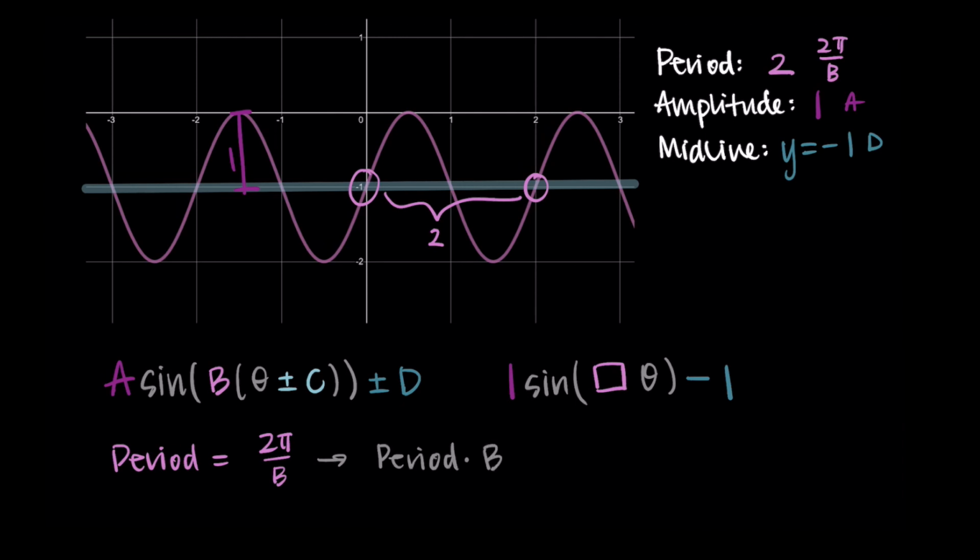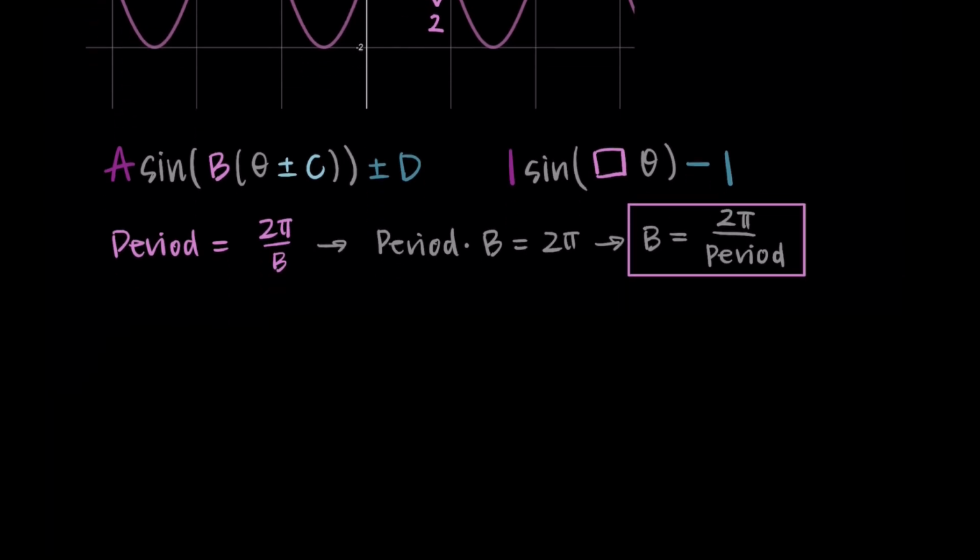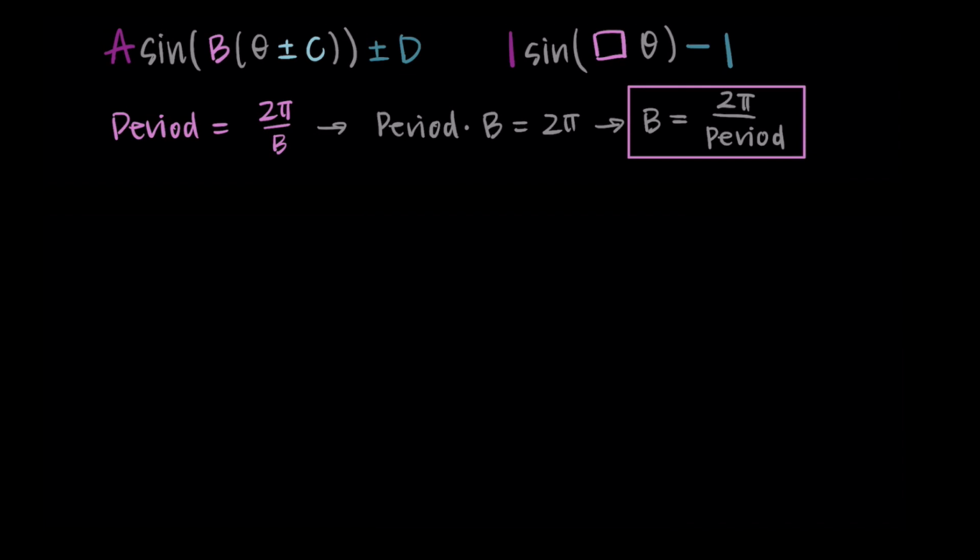So if I multiply B to the left-hand side, I have that the period times B is equal to 2 pi. Then I can divide both sides by the period, and I get that B is equal to 2 pi divided by the period. And this is the formula we're going to use to find the B value, both in this example and basically all the time when we're trying to take a graph with a different period and write it as either sine or cosine.